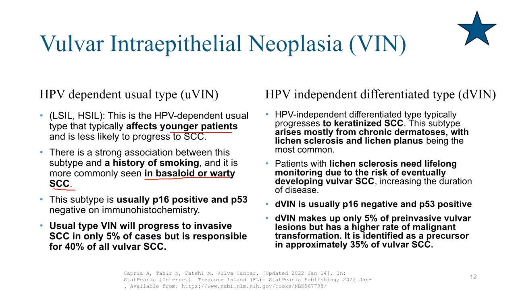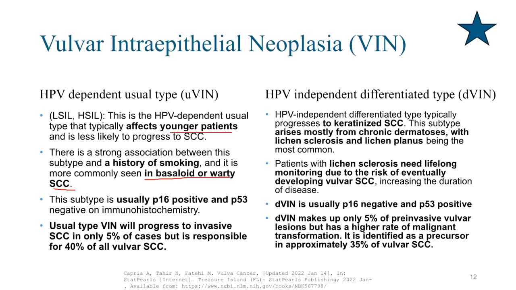Let's talk a little bit about the independent one. It arises mostly not from HPV. It arises from other lesions like lichen planus and lichen sclerosus, which cause chronic dermatosis in the vulva. So patients with lichen sclerosus will need lifelong monitoring due to the high risk of eventually developing a vulvar squamous cell carcinoma. This differentiated vulvar intraepithelial neoplasia is usually p16 negative, but it's going to be p53 positive in the immunohistochemistry test after biopsy.